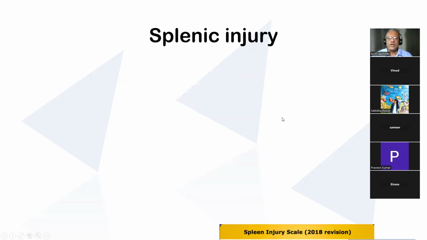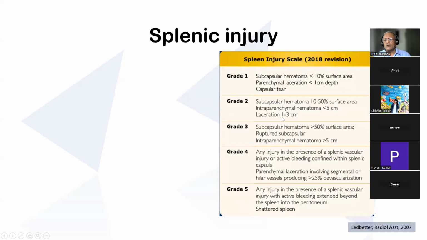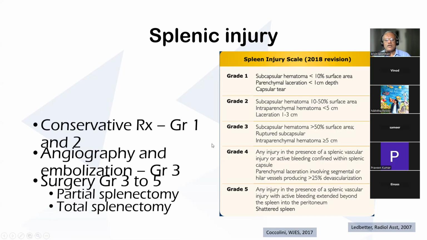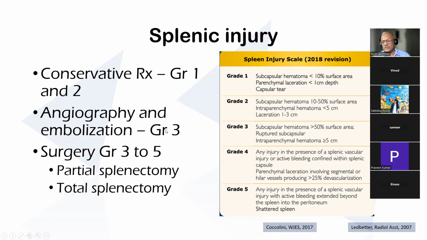For a splenic injury, you always have a CT grading 1 to 5. So is the case with the liver. Please look it up. You don't have to mug it up. What it tells you basically is that if you have just a small subcapsular hematoma with a small laceration, with or without a capsular tear, it is grade 1. If it is a little more, it is grade 2. These are suitable for conservative treatment.